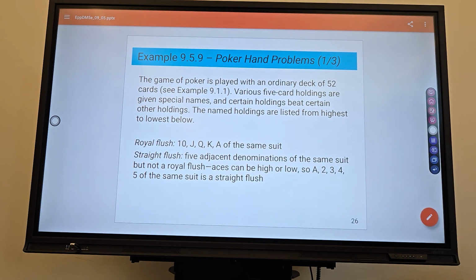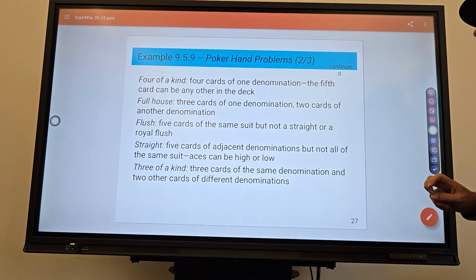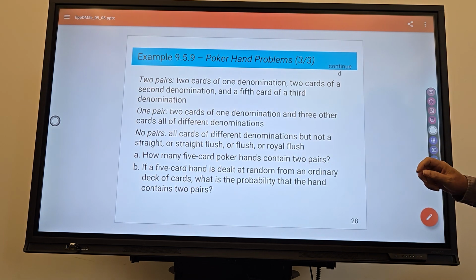The game of poker is played with an ordinary deck of 52 cards. Various 5-card holdings are given special names, and certain holdings beat certain other holdings. The named holdings are listed from highest to lowest: royal flush, straight flush, 4 of a kind, full house, flush, straight, 3 of a kind, 2 pair, 1 pair, and no pairs. So how many 5-card poker hands contain 2 pairs?